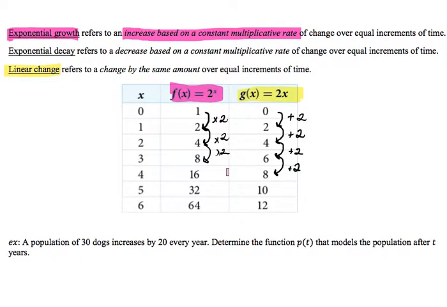Okay, so first example, a population of 30 dogs increases by 20 every year. Determine the function p of t that models the population after t years. Okay, so if you're increasing your population by this constant amount each time, by 20 dogs every year, that's actually a linear function. So we would start with 30 dogs, and then with each year after that it increases by 20. So we could say 30 plus 20x. When x is 0, you have 30 dogs. When x is 1, you've got 50. Then the second year, when x is 2, you've got 70 dogs. That is not an exponential function.